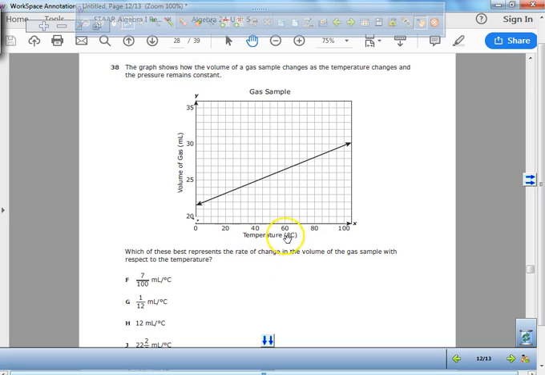As the temperature increases, what's happening with the volume? Volume also increases. Now this is a linear function. How do I know it's a linear function? Because it's a line. Yeah. It's a straight line, so we know it's a linear function.